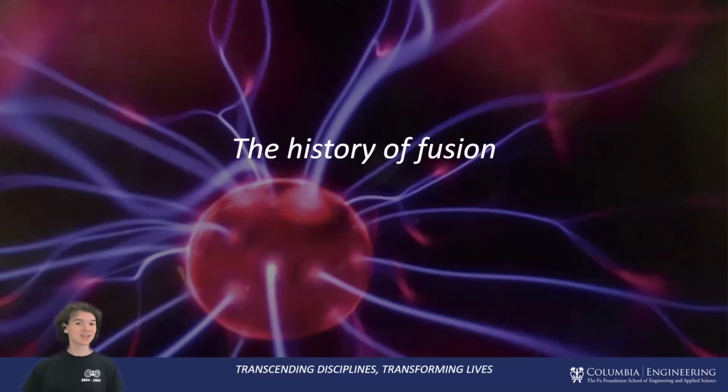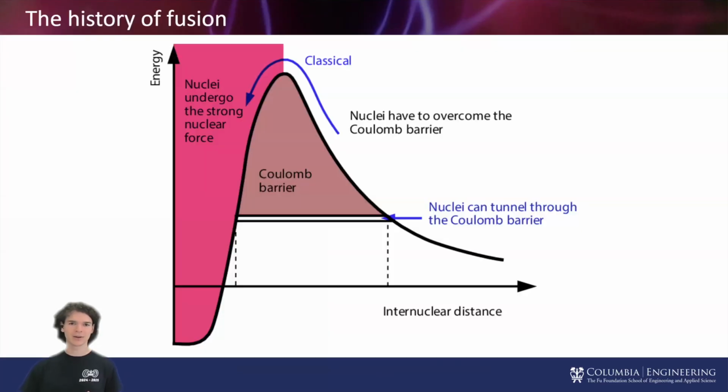Our next section is the history of fusion. So now we know a bit more about what fusion is. We've talked about the advantages and even some disadvantages of it. Now we talk about our history, where we're coming from. Again, to do fusion, we have to get over this Coulomb barrier, or electromagnetic force barrier, and we need to find different ways to tackle this problem, to get over this barrier and get to the strong force.